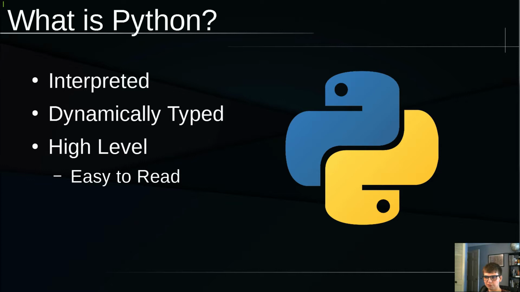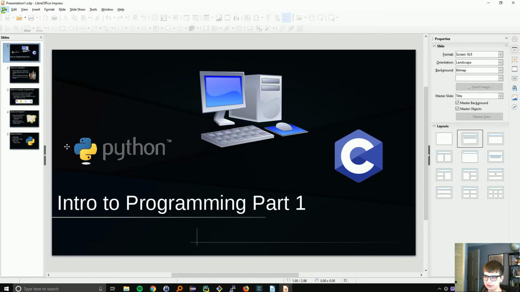A lot of these words here won't mean anything right now, but we're going to go over specifically what they mean in our example. Python is an interpreted language as opposed to a compiled language, which is what we'll see in our example. It's dynamically typed as opposed to statically typed, and it's high level, which means it's really easy to read. This will all make a little bit more sense when I can show you some code, and we can get into the nitty-gritty of what this all means.